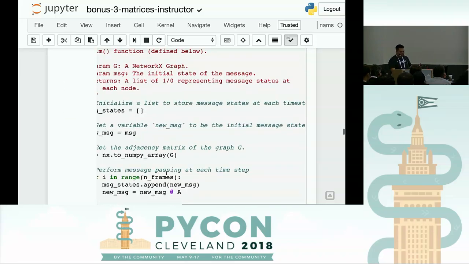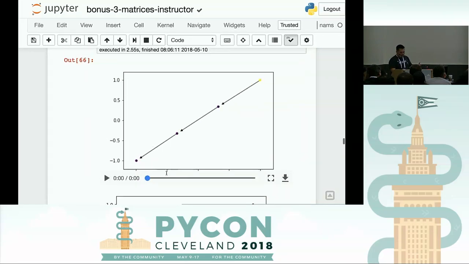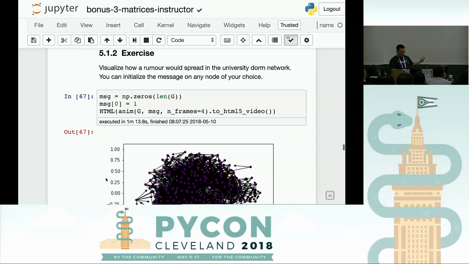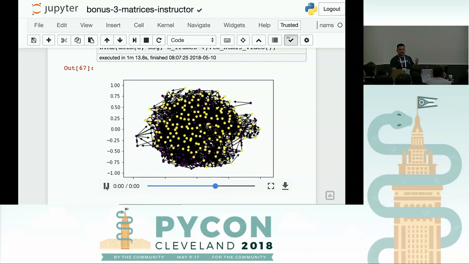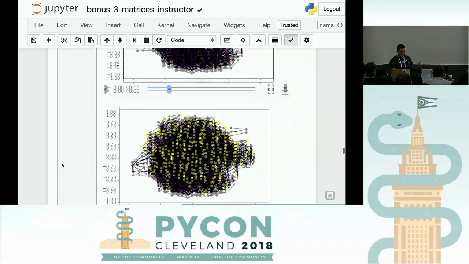If you look at the rest of the exercises, you'll make this really neat animation where the message is being passed from node to node. So let's visualize that. You can see the colors happening. And if you do it for the rumor network, you'll see propagation of the information from node to node as well. And it all stems from doing this basic matrix multiply.